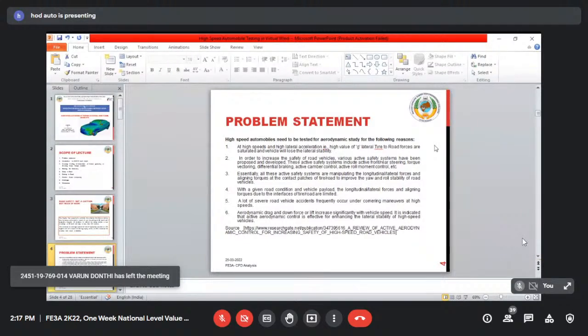Because of these gyro effects, you observe that the vehicle is no longer in stable condition in the plane perpendicular to your spin as well as your precession. Essentially, all these active safety systems are manipulating longitudinal and lateral forces and aligning torques at contact patches of tire and road to improve the yaw and roll stability of the road vehicles.